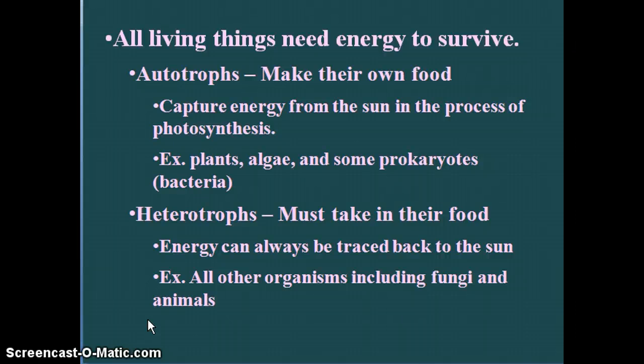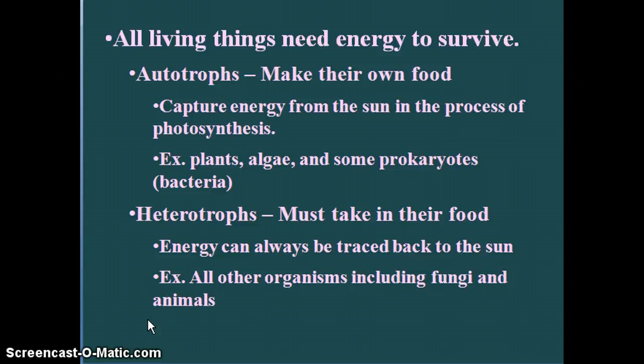But if we just focus on plants as a clue, what do we know about plants? They capture energy from the sun in the process of photosynthesis. Why? To make their own food. Therefore, they are autotrophs, or producers.